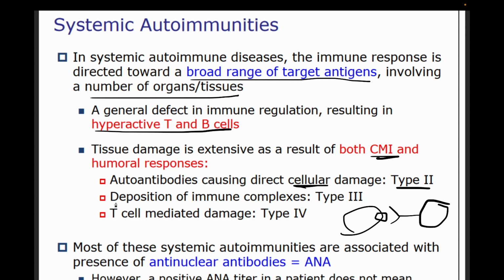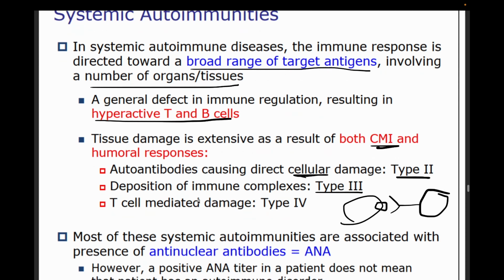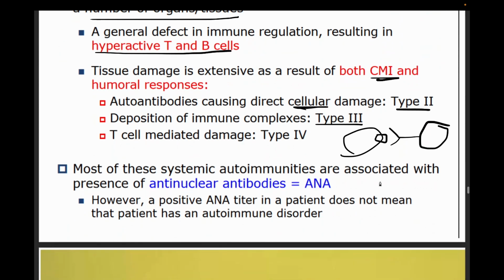Type 3 hypersensitivity, deposition of immune complexes مثل ما قلت, systemic lupus erythematosus, soluble antigens circulating around the body, antibody binds to this antigen, forms complexes, deposition in different types of tissue. This is for the systemic. Type 2 للشنو للorgan specific. Type 4 T cell mediated damage. تمام. Most of these systemic autoimmunities are associated with the presence of anti-nuclear antibodies. اكو حتى antibodies against the nucleus. يعني it enters the cell and it targets the nucleus.